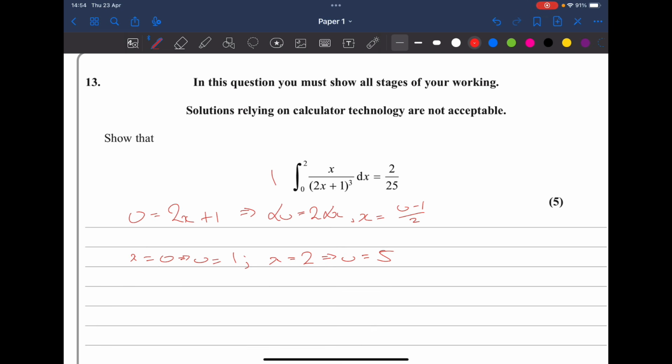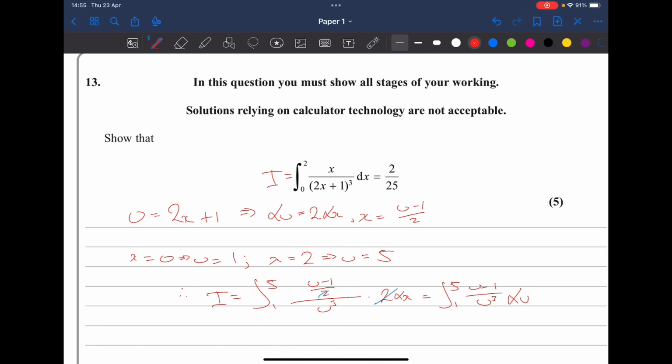So if we call this I for integral or something, sticking that all together, our limits now are going to be from 1 to 5. X on the top has been replaced with u minus 1 over 2. And on the bottom, the 2x plus 1 is now u, and that is all cubed. dx is 2 dx. So we can cancel off that 2 with the half in there. What we're left with then is the integral from 1 to 5 of u minus 1 over u cubed.